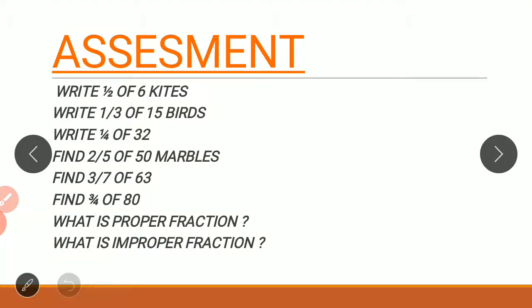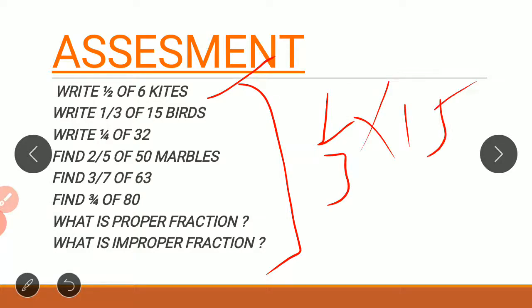And here is the assessment key. You have to solve this. These are questions. Write 1 by 2 of 6 kites. Write 1 by 3 of 15 birds. In this way you have to find out all of these. And what is a proper fraction, what is an improper fraction, you have to write the definition.